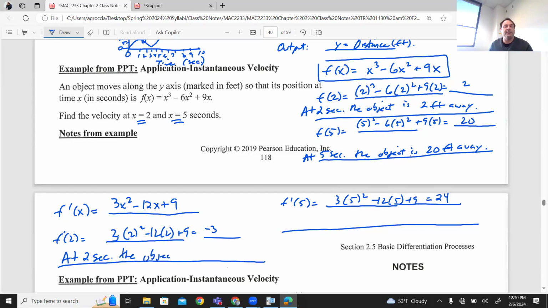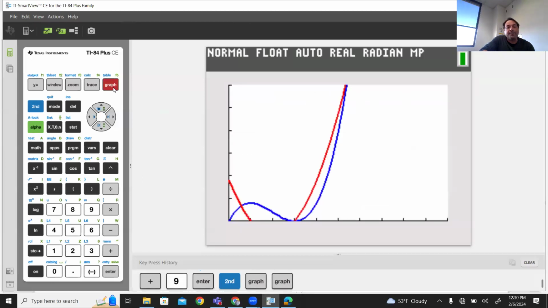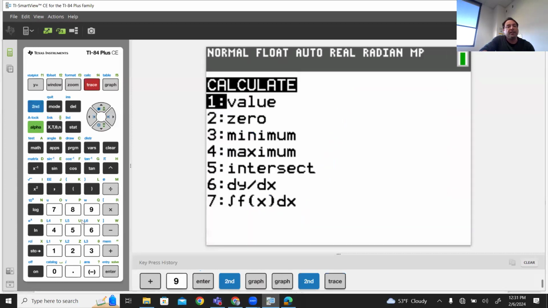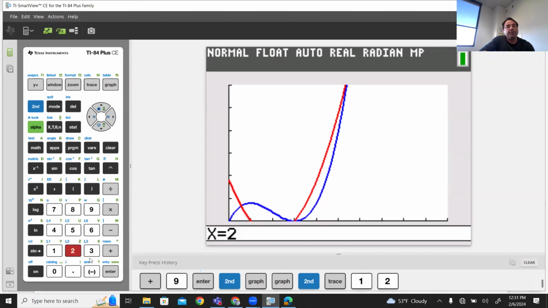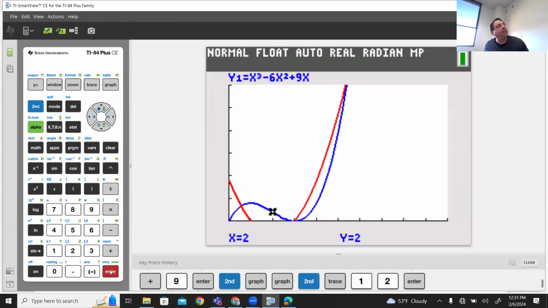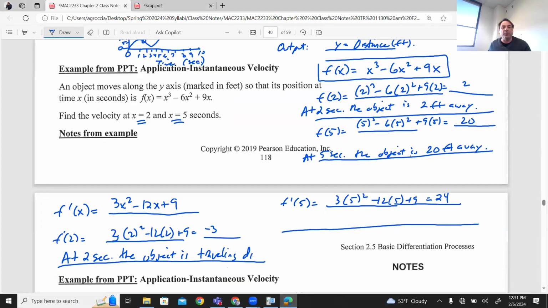The object is traveling. What do you think the negative means? Backwards, maybe. Yeah. Downward. So let's go back and look at the graph. If I look at the graph, now it's showing both. But if I go back to trace, number 1 for value, which is 2, notice on the blue one, see how the object is going downward. So the negative does have a meaning. It's going downward, 3 what?